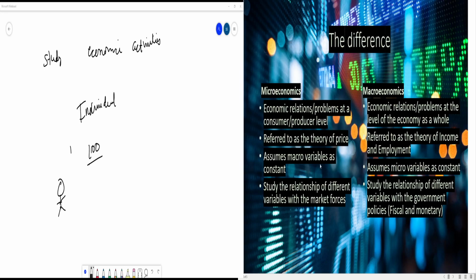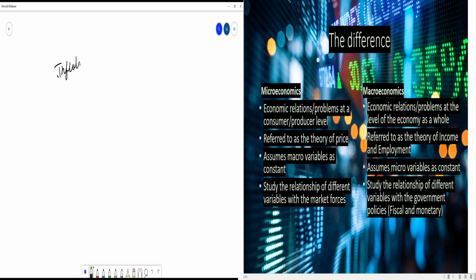When we do a microeconomic study, we assume that macro variables are constant. Now what could be macro variables? Let's say there is inflation, right? You might have heard about this term. We'll be talking about all these terms later. Inflation basically means, in short, when the prices go up. So we assume that there is no inflation when we do a microeconomic study, because inflation is a macro variable.